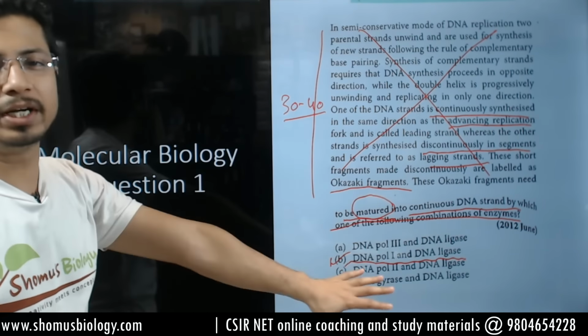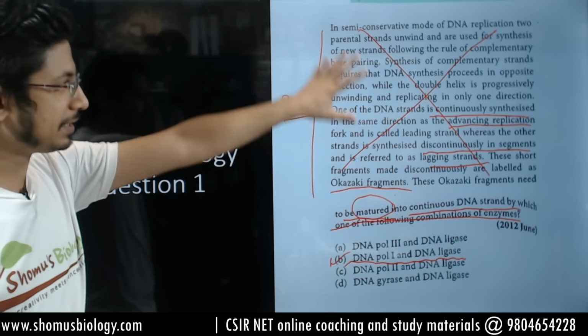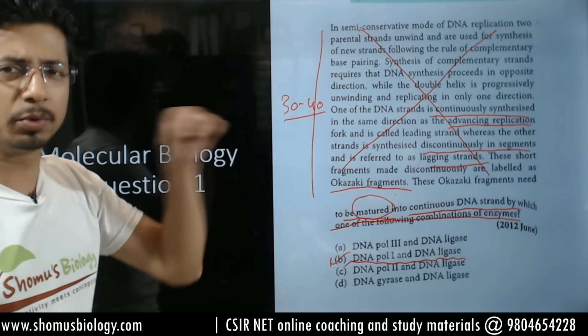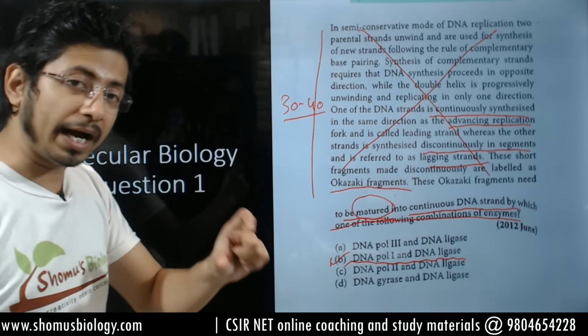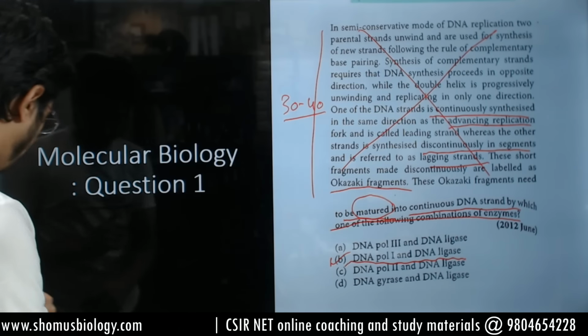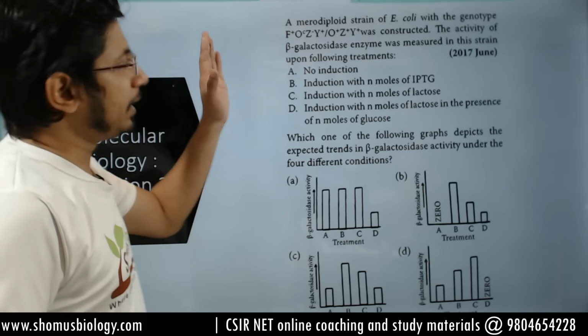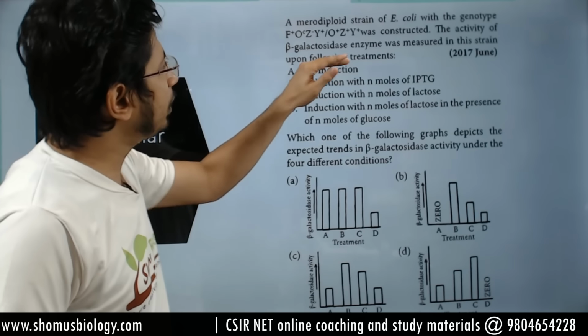You don't need to read this whole question. Now you can see this is a simple question, but it is made complicated to kill your time. You need to identify this kind of question and understand it before answering, okay. Remember, most appropriate. Now another question: a merodiploid strain of E.